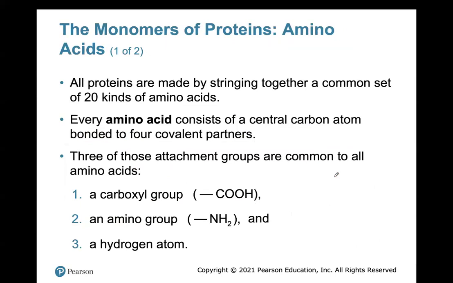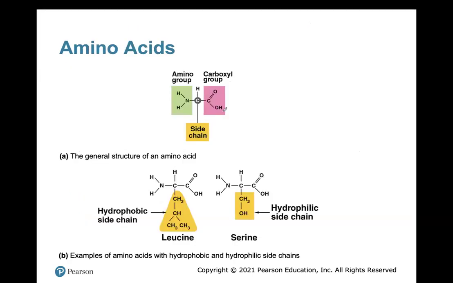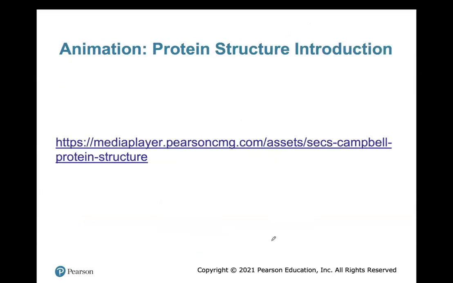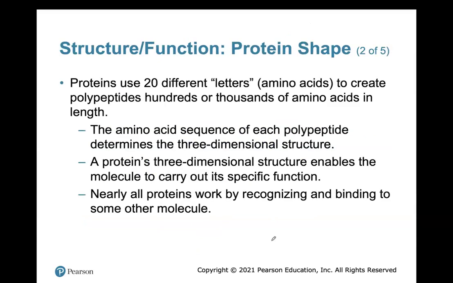All proteins are made by stringing together a common set of 20 kinds of amino acids, and every amino acid consists of a central carbon atom bonded to 4 covalent partners, and 3 of those attachment groups are common to all amino acids. So this is a look at an amino acid, and the side chain will vary based on which amino acid it is. This is an example of leucine and serine. All right. I think protein shapes determine their protein function. We can see protein shapes can stack on top of each other, fold over on each other, and then create a 3D model of proteins.